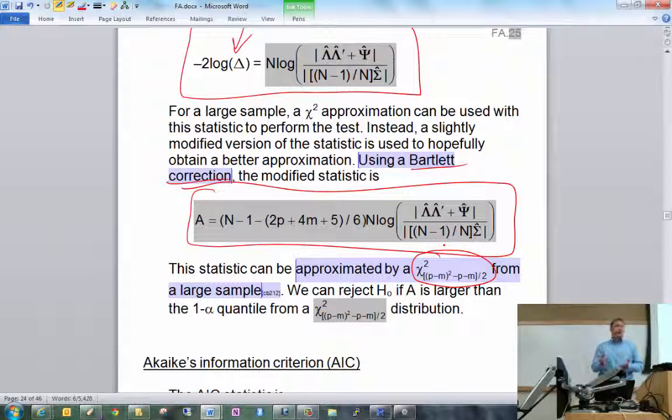So again, if we reject, it says, okay, you need more common factors. Your model is not sufficient as you have specified it.